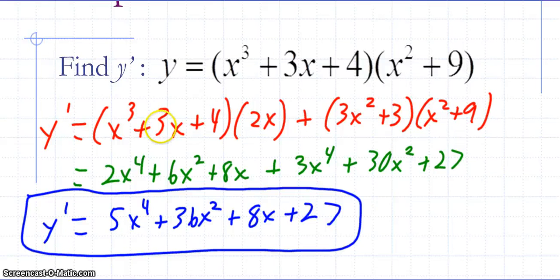Okay, so here I took the first times the derivative of the second plus the derivative of the first times the second. Now here I did have to multiply things out and combine like terms, so I end up with y prime is 5x to the fourth plus 36x squared plus 8x plus 27.